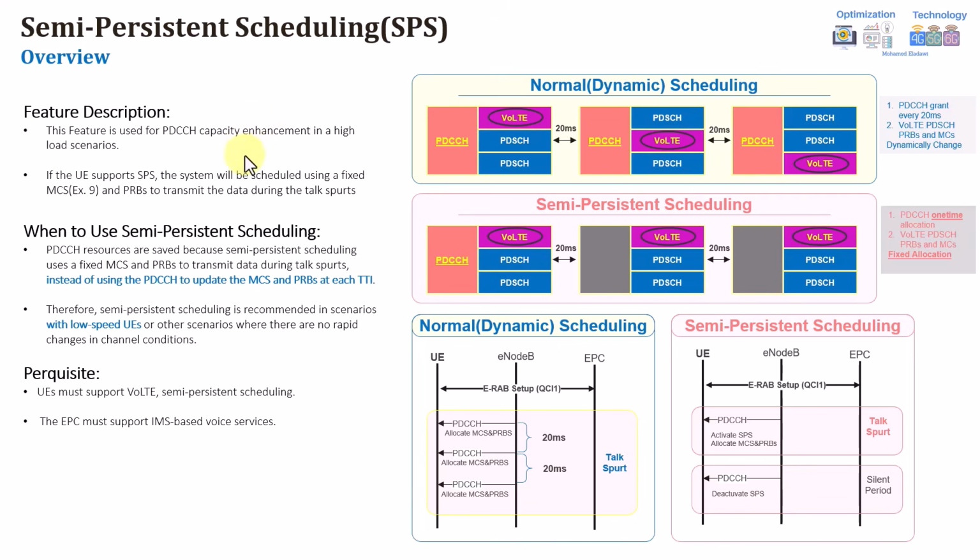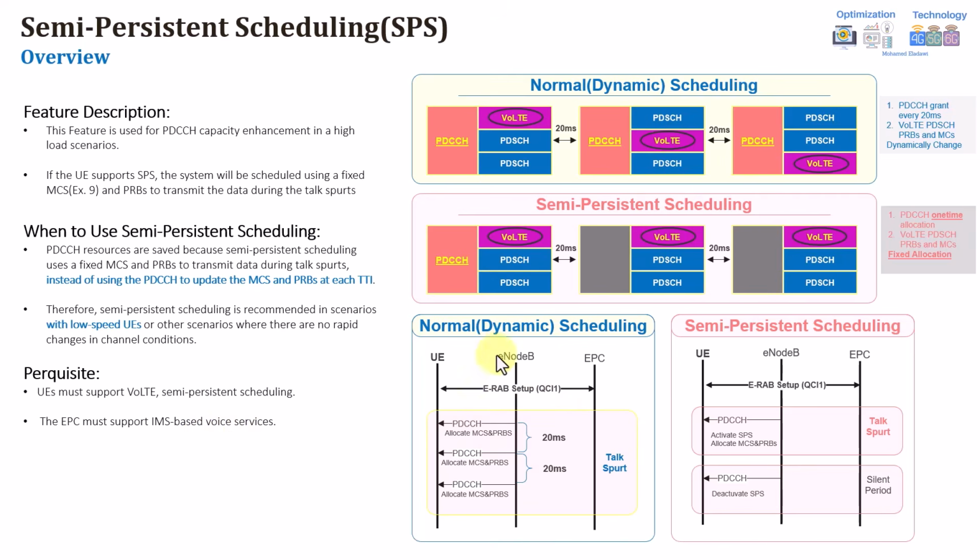And in general, there are some prerequisites for this feature. For sure, the user is supposed to support VoLTE, plus the user supports the feature itself, which is called semi-persistent scheduling. And in the next slide, I will explain how you can get the information whether the user is supporting the feature or not. And for sure the EPC or the core network is supposed to support IMS, in general, IMS-based voice services.